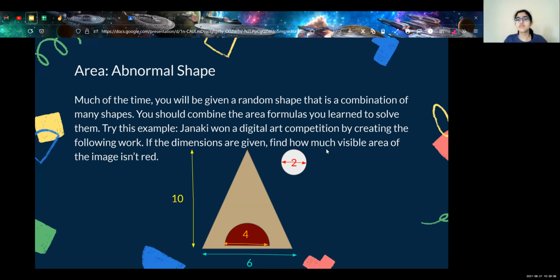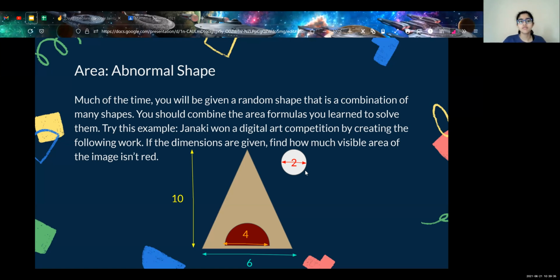For this question, Janaki won a digital art competition by creating the following work. If the dimensions are given, find how much of the visible area of the image is not red. When I say visible area of the image, I mean the brown part plus the red part plus the white part. So find out how much of that visible area is not red.